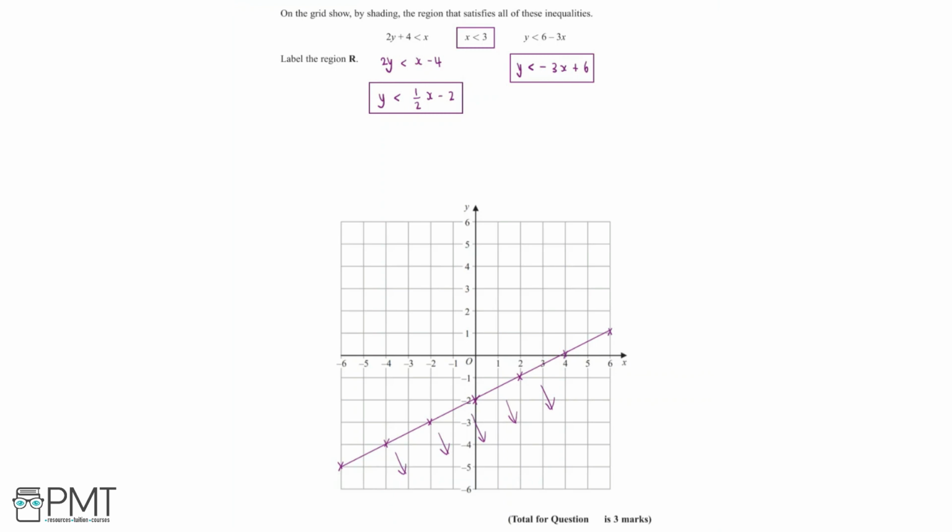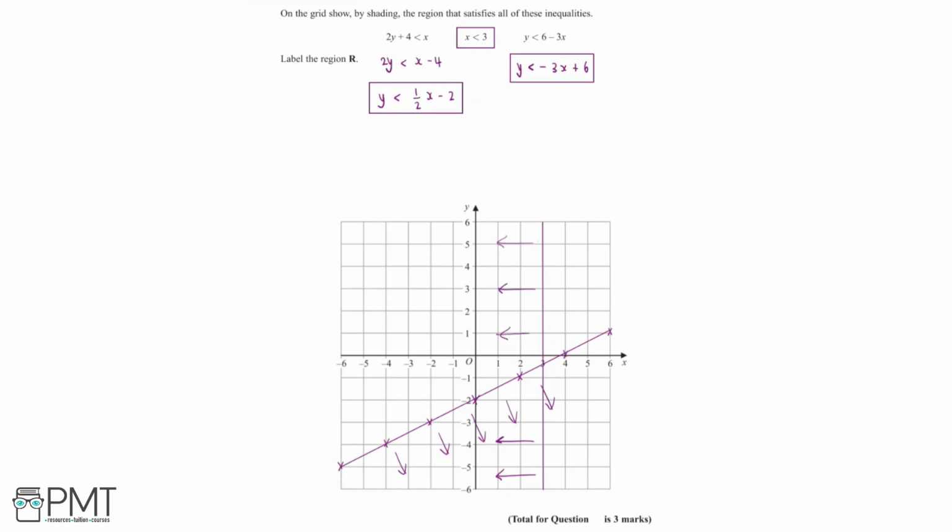Now our next line is x is less than 3. Now to draw the line of x is equal to 3, we'd be drawing a vertical line at the point where x is equal to 3. Now we need to find the region for which x is less than 3. And so x is less than 3 when x is equal to 2, 1, 0, minus 1, minus 2, and so on. And so you can see that the region where x is less than 3 would be the region to the left of the line. And again, we can draw arrows in order to show this.